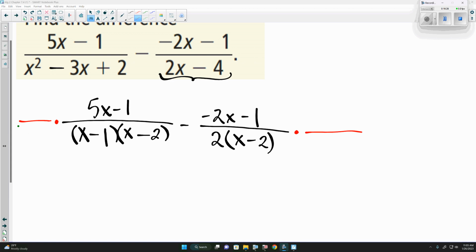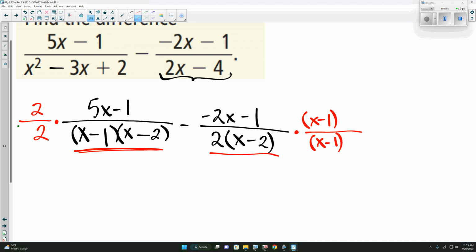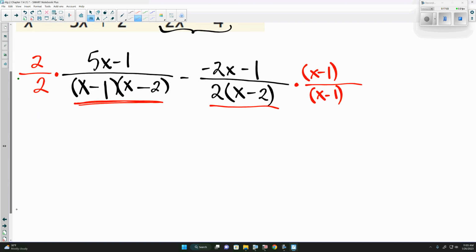So when we look at this here, we can start with the one on the right. What is the one on the left missing that the one on the right has? So the one on the left has an x minus 1. The one on the right needs it. So we're going to have to multiply the one on the right by x minus 1 over x minus 1. It has the x minus 2, so we're good there. Then what's the one on the left missing? The 2. Because it already has x minus 2, so we're good there. X minus 1 is good. It's only missing the 2.